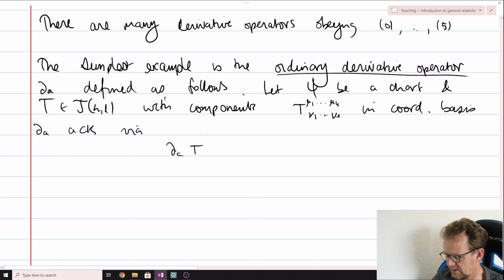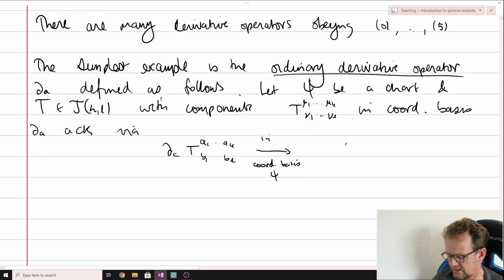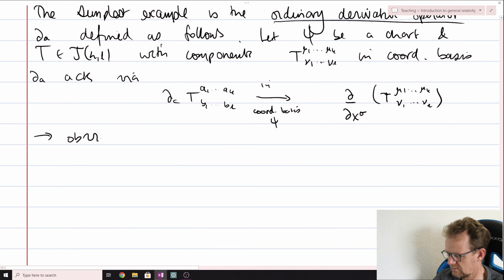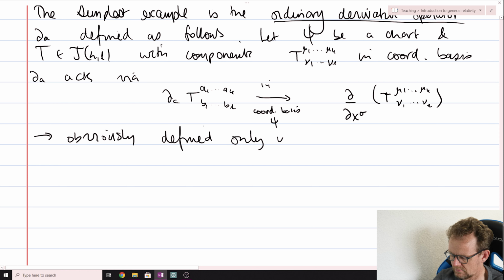Suppose we encounter this abstract index notation here. Well, we interpret that abstract notation in the coordinate basis, as defined by psi, as this tensor field, where we've just taken the partial derivative with respect to the sigma component of these functions t, these components in the coordinate basis. So obviously, it's not defined everywhere. It's only defined in the chart sigma, psi.